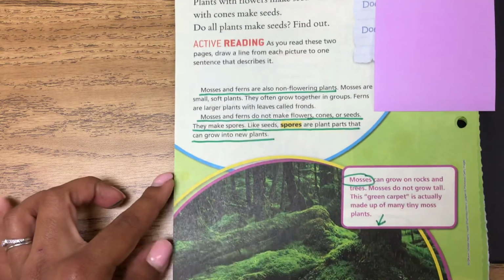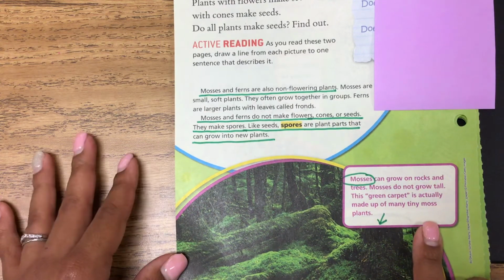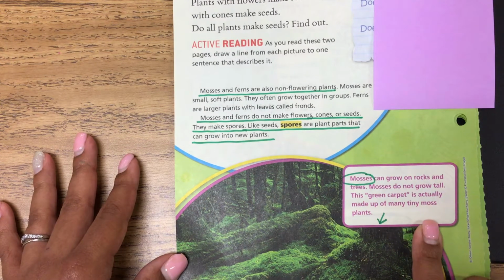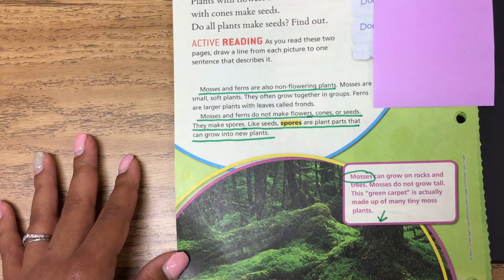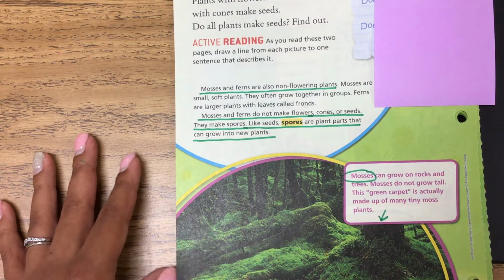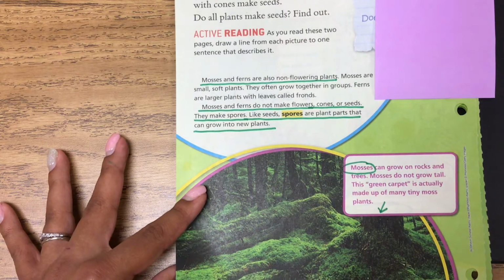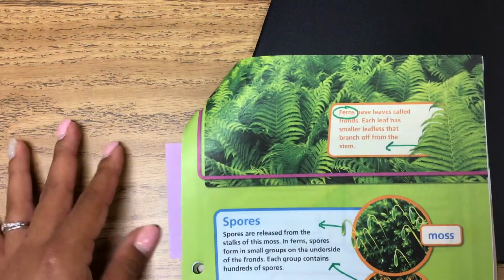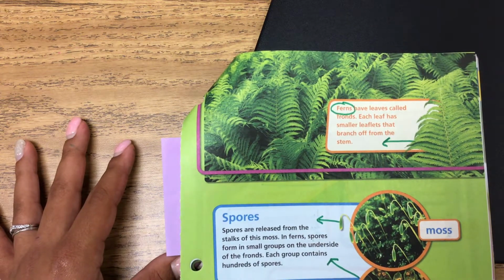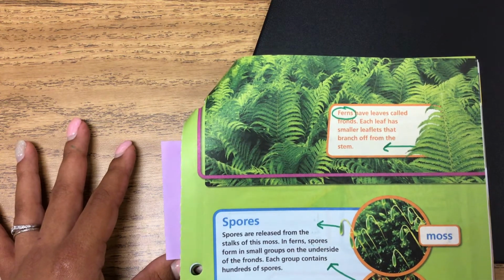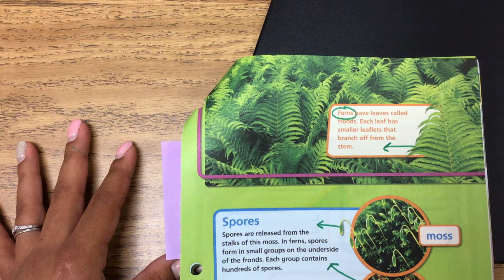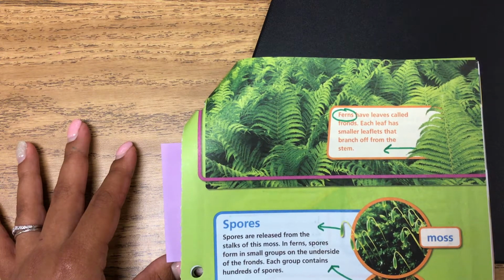Take a look down here. It says mosses can grow on rocks and trees. Mosses do not grow tall. This green carpet is actually made up of many tiny moss plants. Let's take a look at some more. Ferns. Ferns have leaves called fronds. Each leaf has smaller leaflets that branch off from the stem.